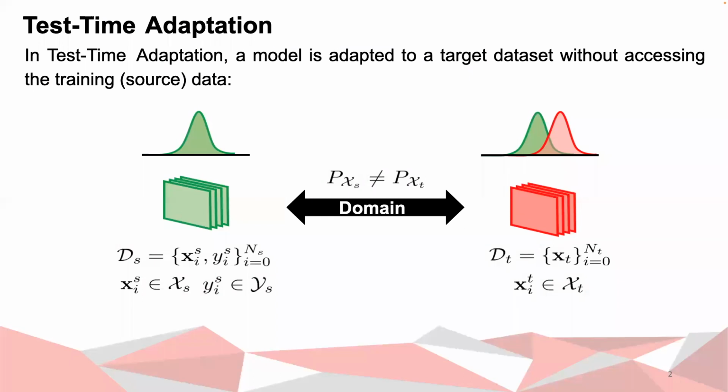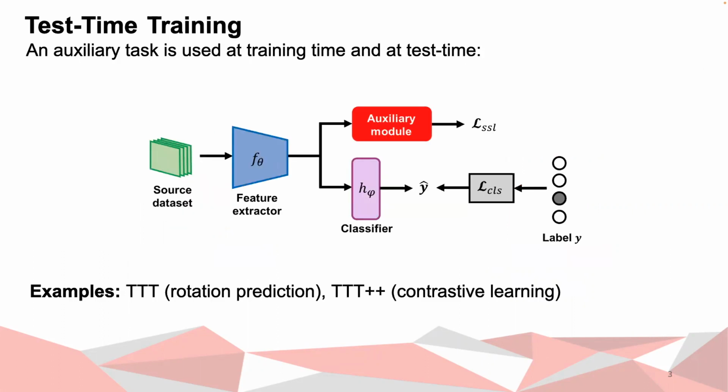Deep neural networks are fragile to the problem of domain shift at test time. Test-time adaptation tries to adapt a model that has been pre-trained on a source domain to an unlabeled target dataset, also without having access to any of the source samples, which makes it a very complex adaptation scenario. Test-time training has been one of the most popular approaches for test-time adaptation, in which we utilize an auxiliary task that is trained during the source training, and that can also be used at test time for adaptation. In this case, TTT and TTT++ propose different self-supervised tasks, such as rotation prediction and contrastive learning, respectively.